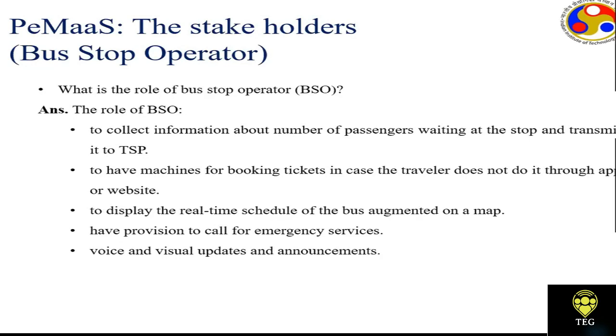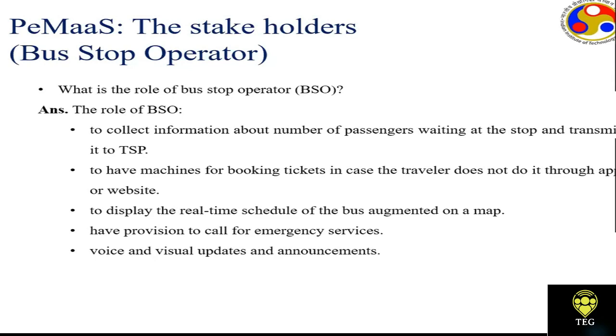Now, for example, if somebody asks what is the role of the bus stop operator in the entire scenario, then it would be actually to collect information about passengers waiting at the bus stop and give it to the transport system provider. Okay, now this is something unique which people are thinking about. Depending on how much crowd is present at a given bus stop or number of bus stops, based on this information, actually the frequency or the timetable of the buses plying on the route can be altered. Okay, so the idea is that we do not have a rigid timetable of the buses, but the availability of the buses will be on demand.